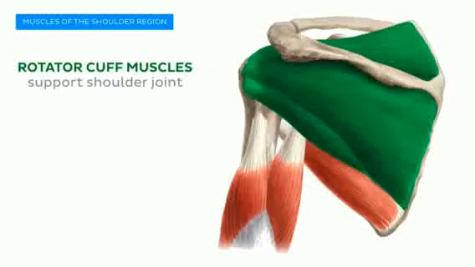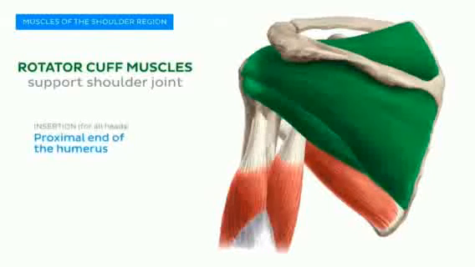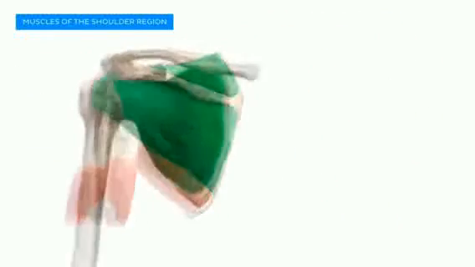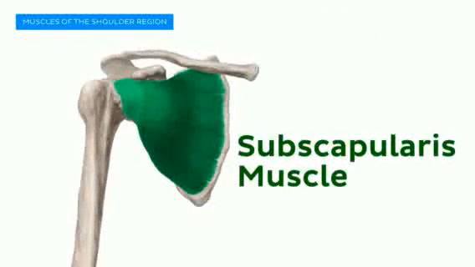The muscles of the rotator cuff share a common feature in the sense that they all insert, or have their distal attachment, somewhere on the proximal end of the humerus. Because of that, they help support the shoulder joint by keeping the head of the humerus in its correct position within the glenoid cavity.